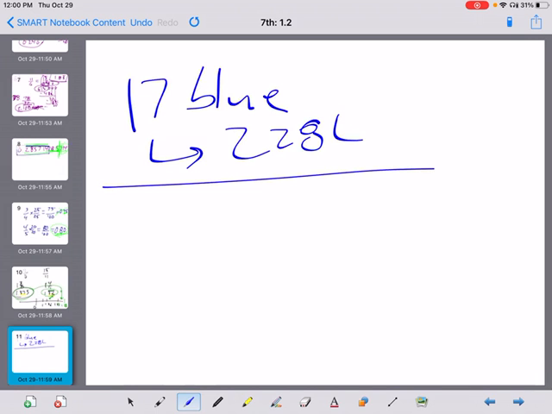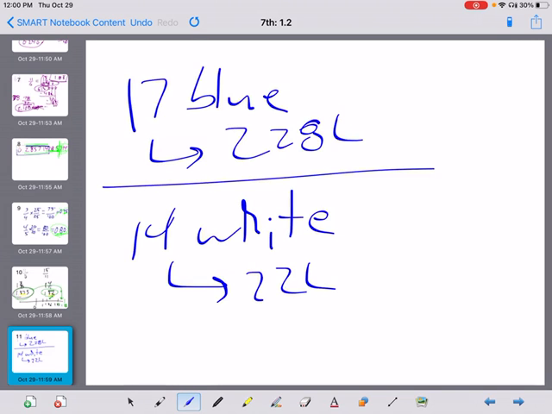And then 14 white. I'm not going to do that in white color for obvious reasons. Holds 222 liters. So they, oh, that's 22 liters. That would be really easy. Otherwise, if we did that.